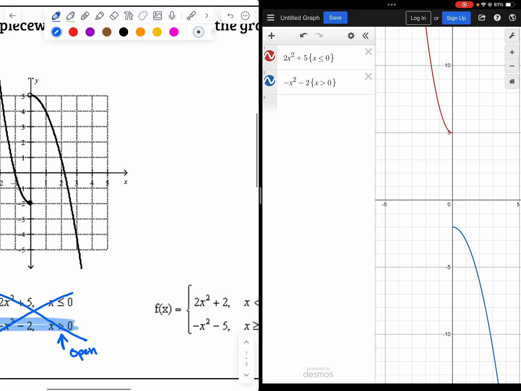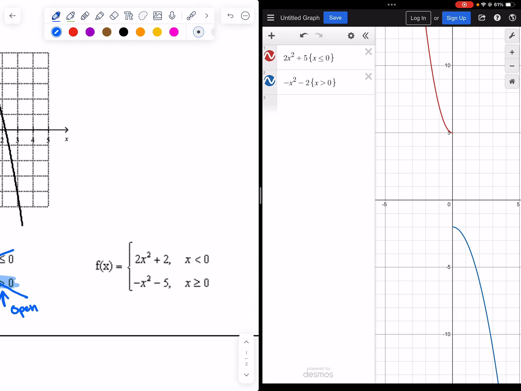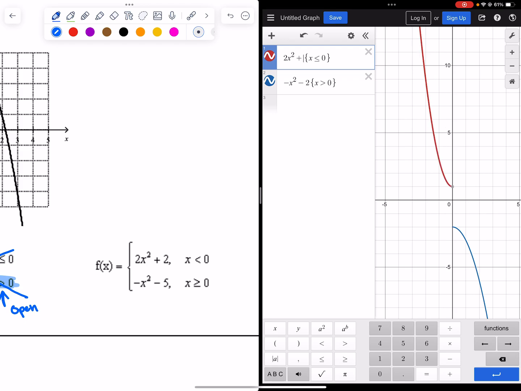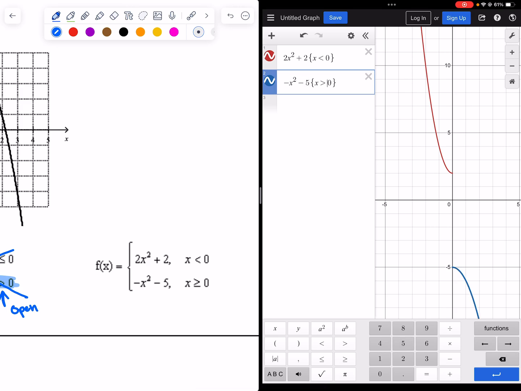So then let's compare that to the next option. I have 2x squared plus 2. Let me adjust what I have in Desmos. And then x is just less than 0, but not equal. And then I have negative x squared minus 5, excuse me, and then x is greater than or equal to 0.